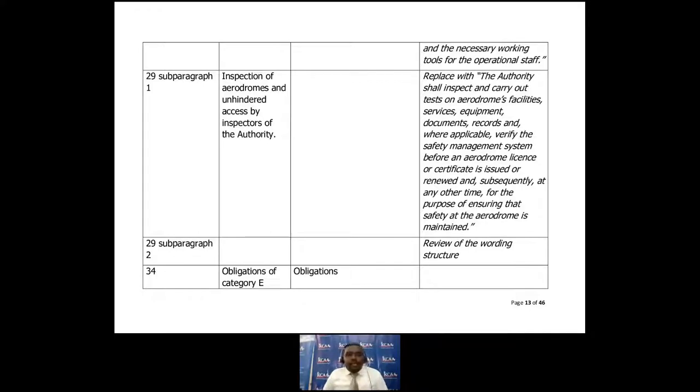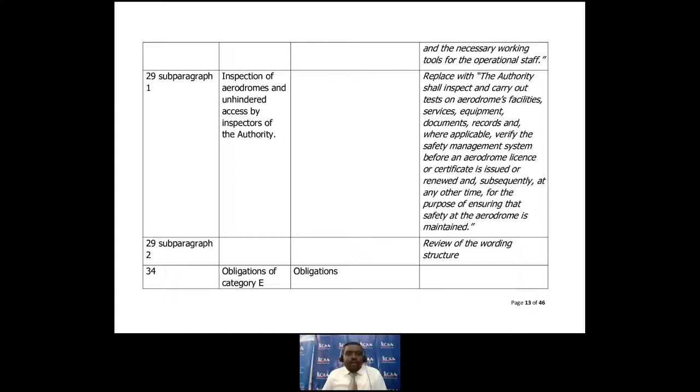Regulation 29, sub 1, that is inspection of aerodromes and unhindered access by inspectors of the authority, replaced the text with: the authority shall inspect and carry out tests on aerodrome facilities, services, equipment, documents, records, and where applicable, verify safety management systems before an aerodrome license or certificate is issued or renewed, and subsequently at any other time for the purpose of ensuring that safety at the aerodrome is maintained. Yeah, so on regulation 29, sub 2, we just revised the wording structure.